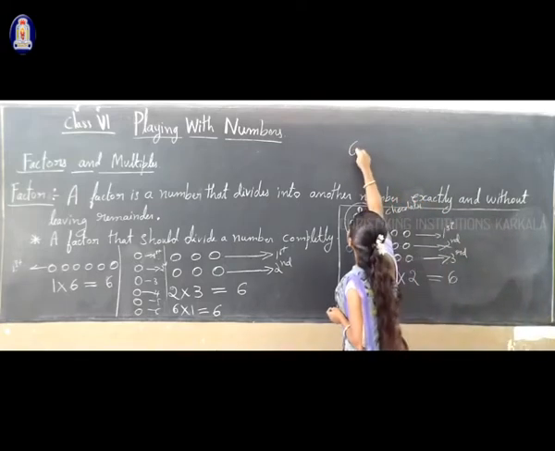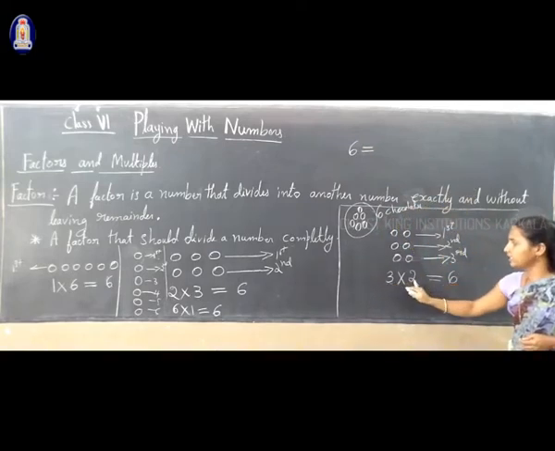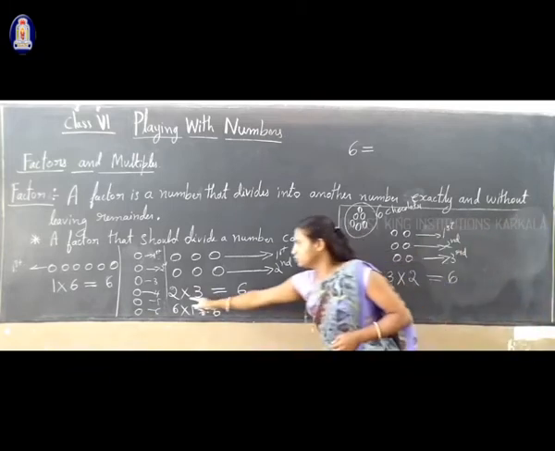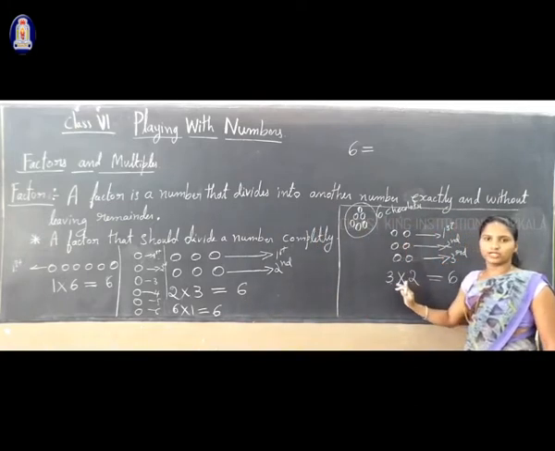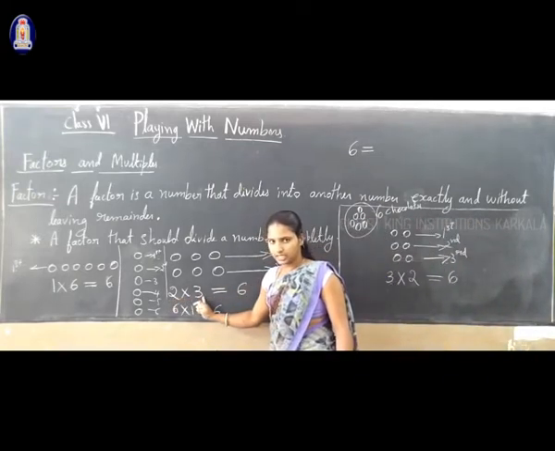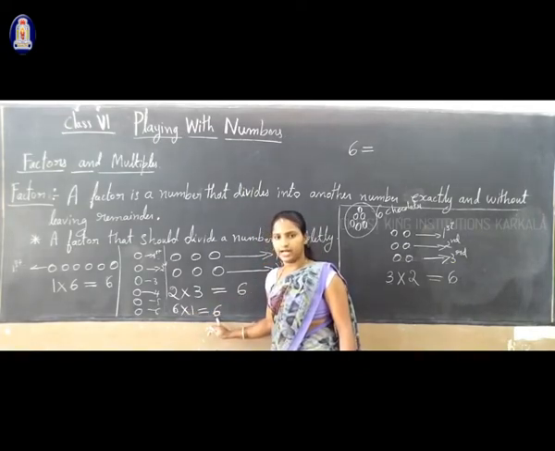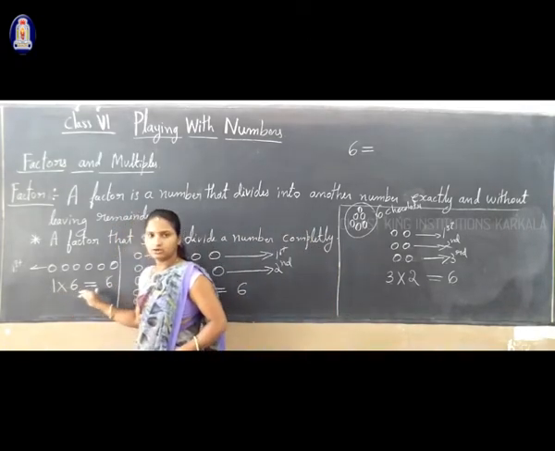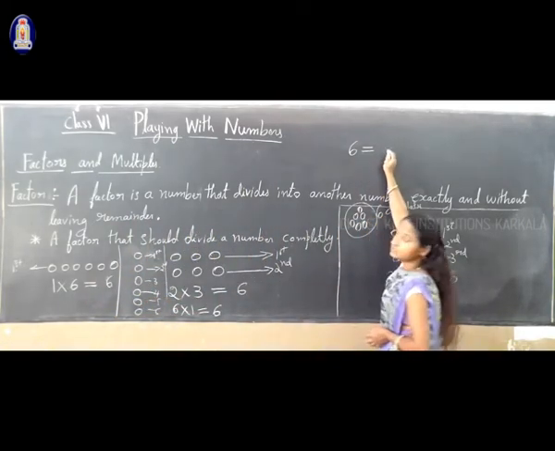this 6 chocolates, we can write the product as 3 into 2, or we can write 2 into 3, or 6 into 1, which is 6. So 6 can be written as 6 into 1, or we can write 1 into 6, that is also 6. Correct? So these are the factors of 6.